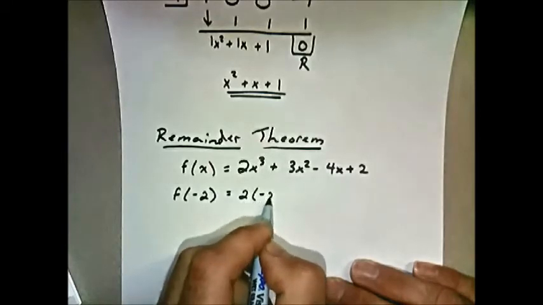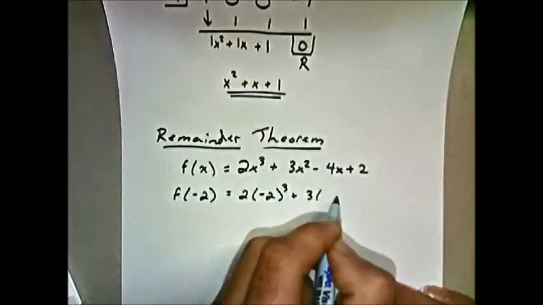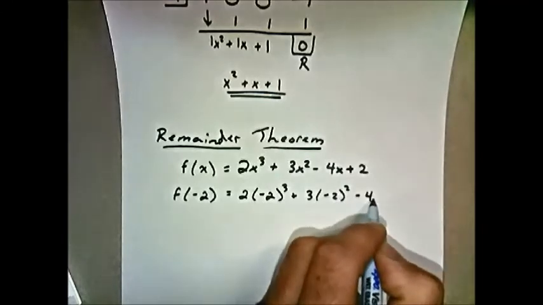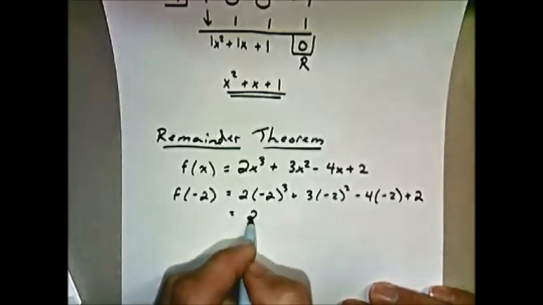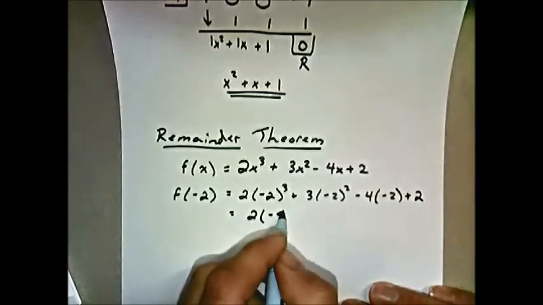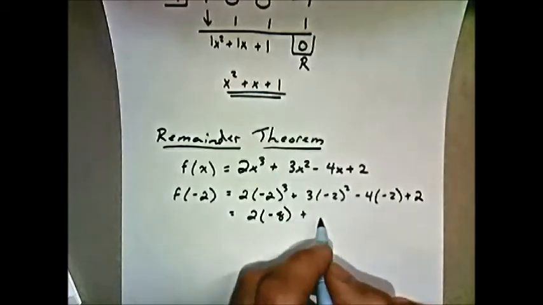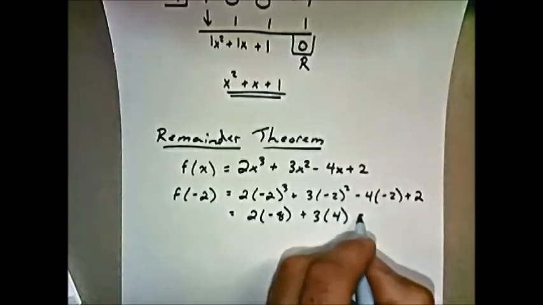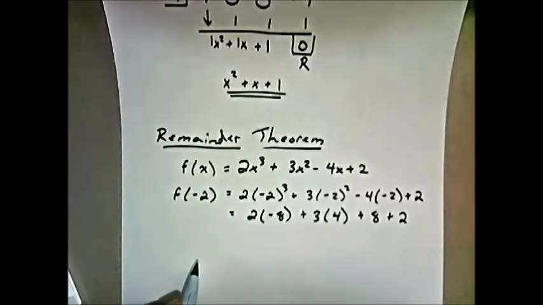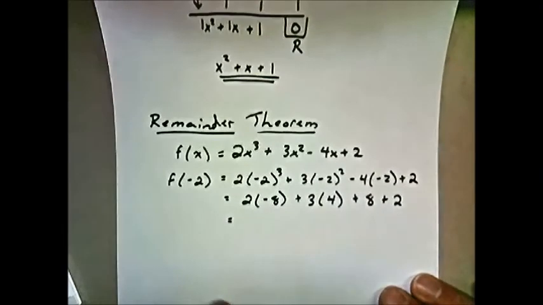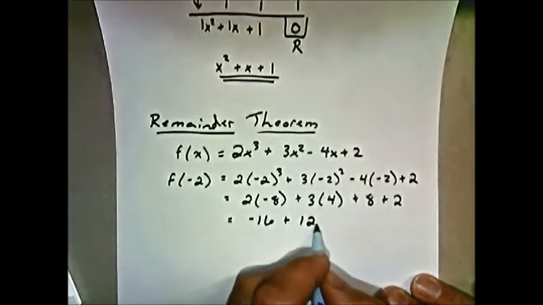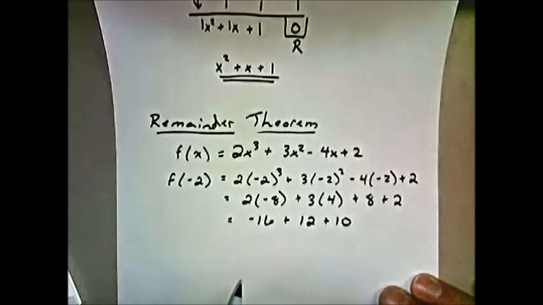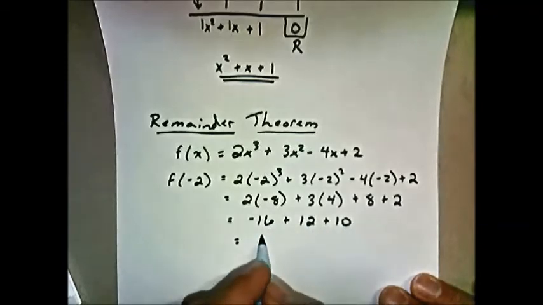Well, in order to do that, we replace the negative 2 for all of our x values. So we have 2 times negative 2 to the third plus 3 times negative 2 squared minus 4 times negative 2 plus 2. Working this out, negative 2 to the third is negative 8, plus 3 times 4, plus 8, plus 2. Continuing, 2 times negative 8, we have negative 16. 3 times 4, we have 12. And then 8 and 2 gives us 10. And finally, negative 16 plus 12 plus 10 is a positive 6.